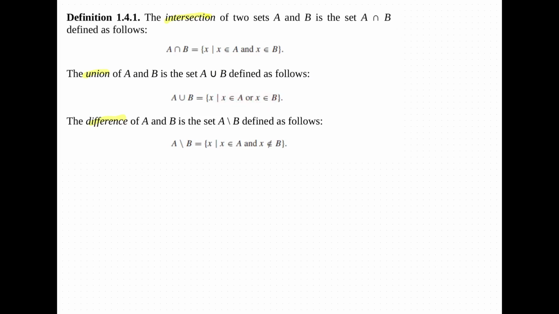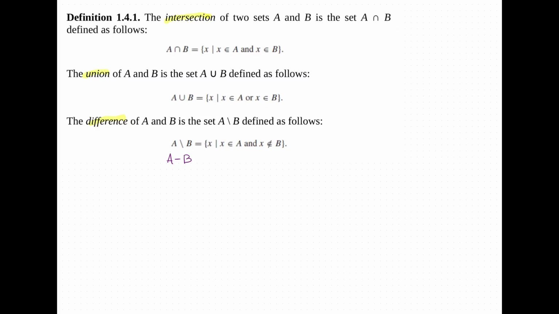And finally, the difference, which is A slash B. Also, another notation that is perfectly valid is A minus B. Depending on which book you're using, these are the two notations that are used for difference. We can also use them interchangeably. With a difference, we have that x is in A and x is not in B. A way that we can go about visualizing each of these is via Venn diagrams.